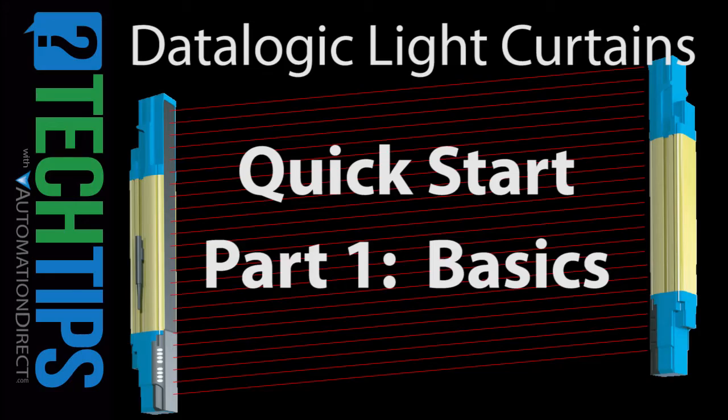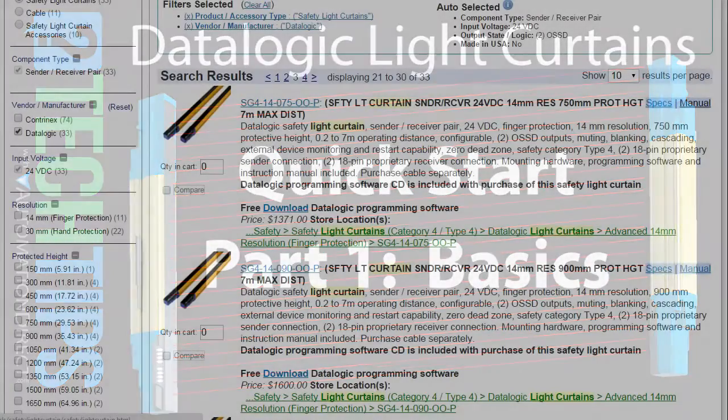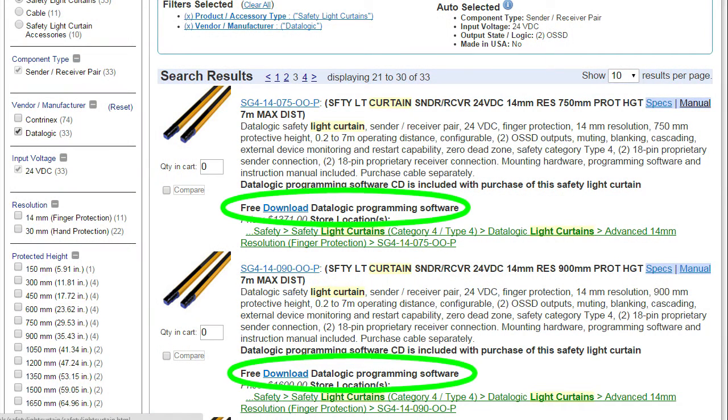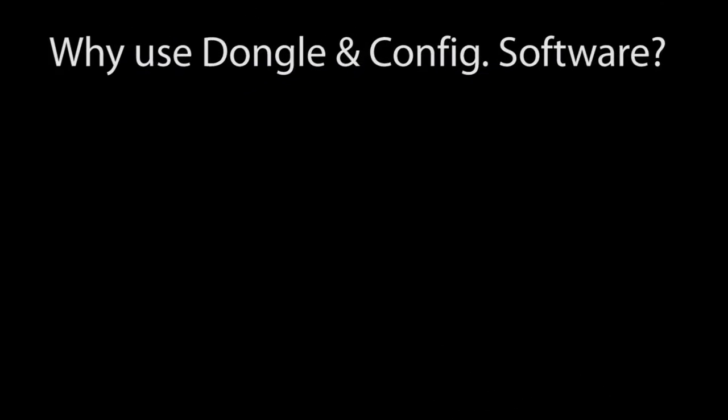In this video, we'll connect a computer to the light curtain and then quickly walk through the configuration software. You can download the Datalogic light curtain software for free from the Datalogic light curtain page on the Automation Direct web store.